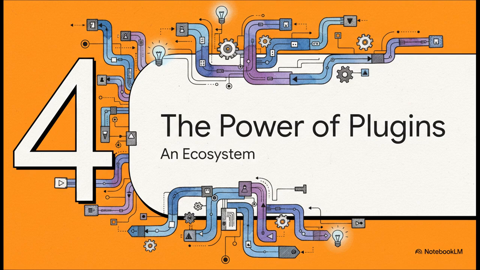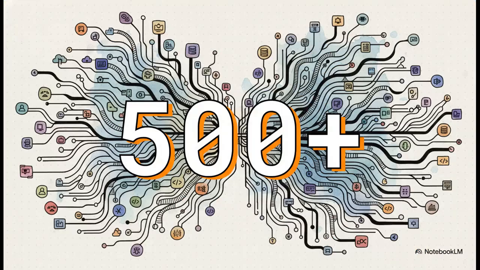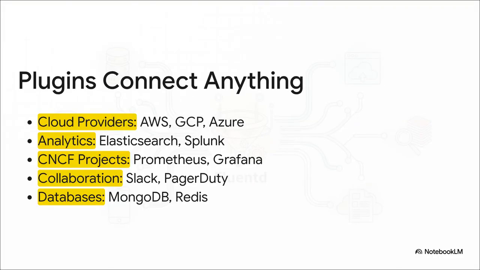That's amazing. But the real game changer is the incredible flexibility that's built around it. And this is the key to its adaptability, a massive ecosystem of over 500 plugins. These are basically add-ons, and most of them are built by the open source community that just supercharge what FluentD can do. These plugins are like universal adapters.